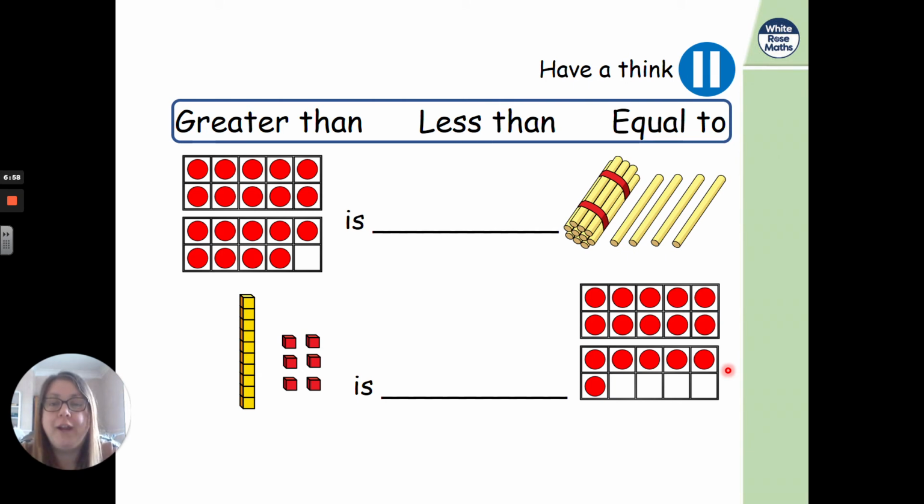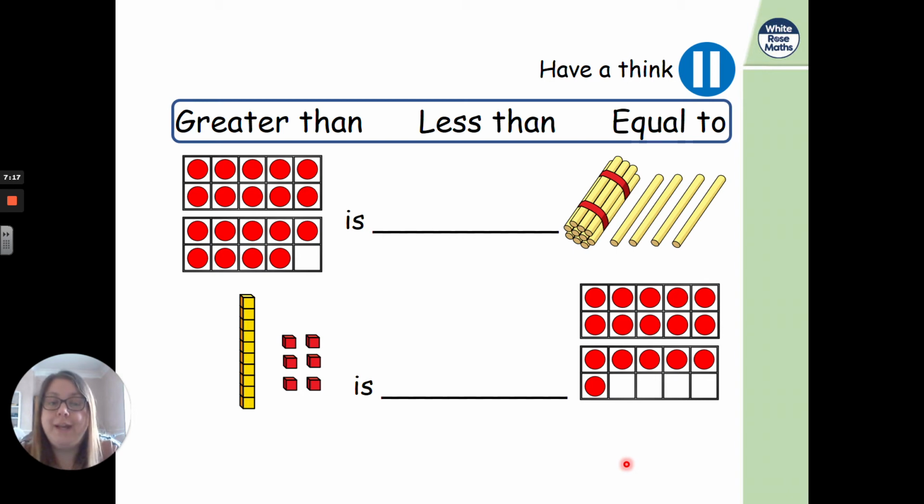This time we've got greater than, less than, and equal to. Remember, equal to means they're the same on both sides, doesn't it? So have a look. Which is it, greater than, less than, or equal to, with the tens frame and sticks? And then with the beans and the tens frame. Pause the video, off you go.